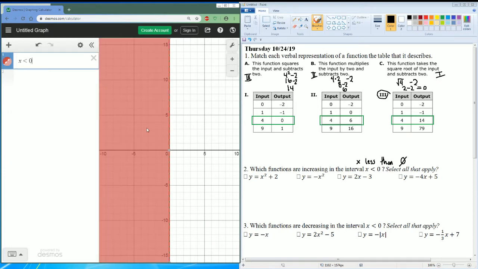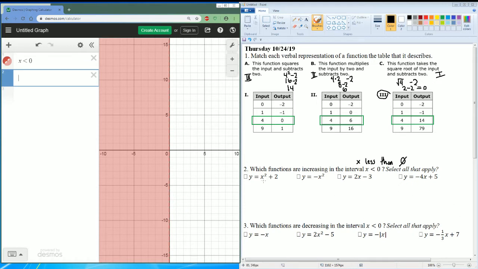Okay. This is when x is less than 0. Do you see how it's like -1, -2, -3, all the way this side? And we want to select some functions here, which functions are increasing. So now I'm going to enter in that function. I'm going to test the first one out.